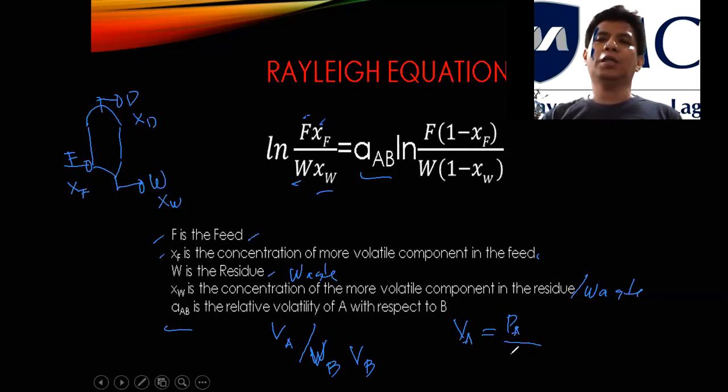So in the case of volatility, we divide this with the mole fraction of A, or X sub A. So this is how we define volatility: vapor pressure or partial pressure of a substance in a solution divided by the mole fraction.